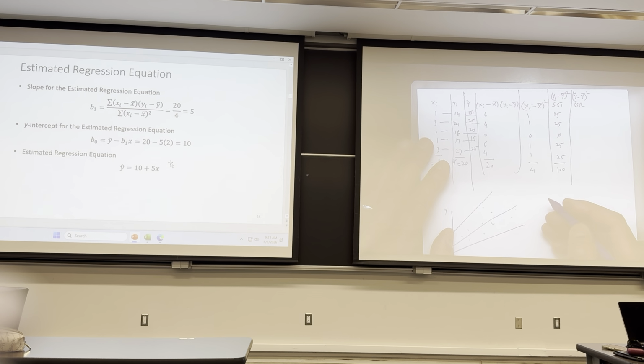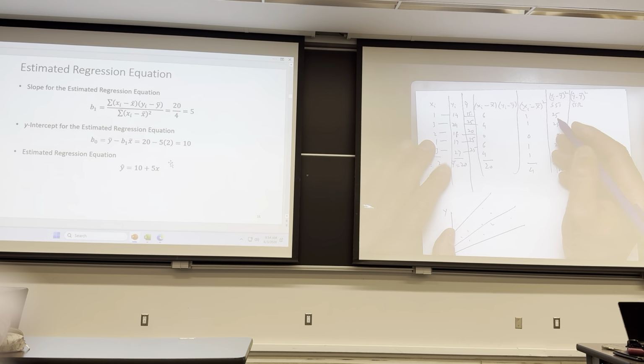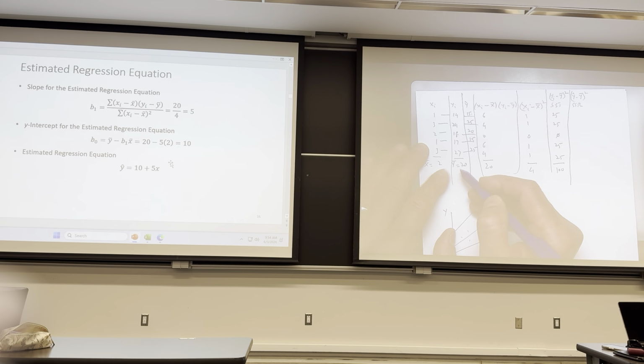So SSR, y hat minus y bar squared. From 15, I am subtracting 20. So that is 5. The square is 25. From 25, I am subtracting 20. The square is 25.